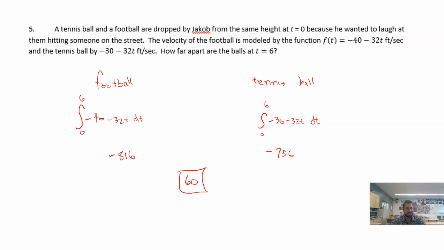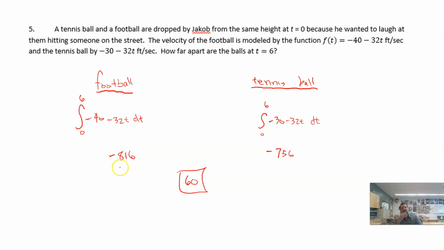Number 5, we're dropping this football, we're dropping a tennis ball, and we need to find out how far both of them have gone. Now you'll notice in this case we put our integral in from 0 to 6, because what we're going to do is find out where each of the different balls are, and then subtract their distances from one another.